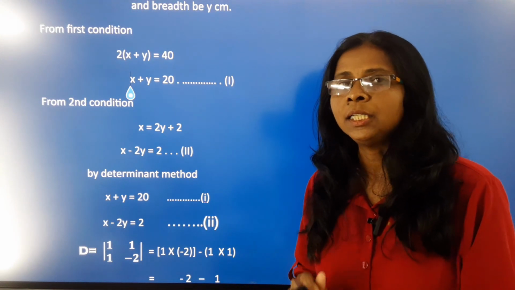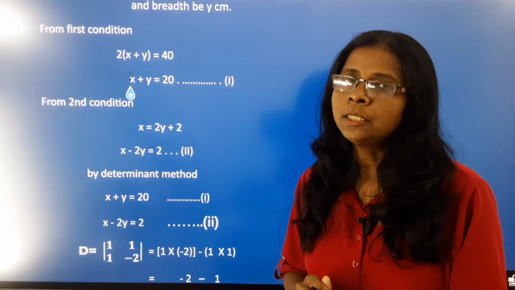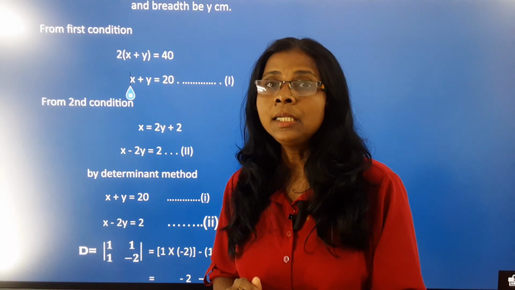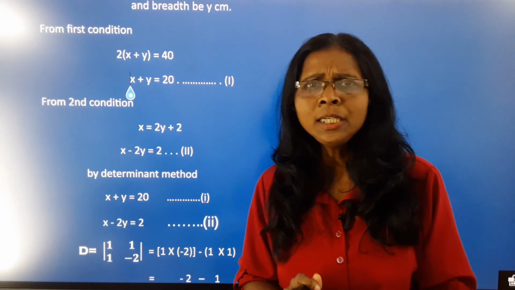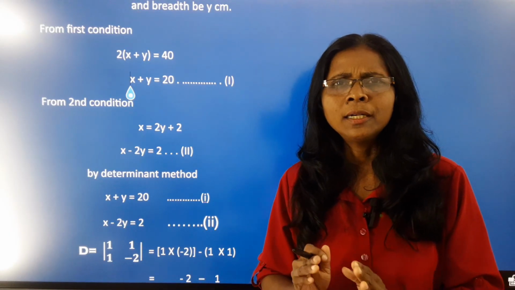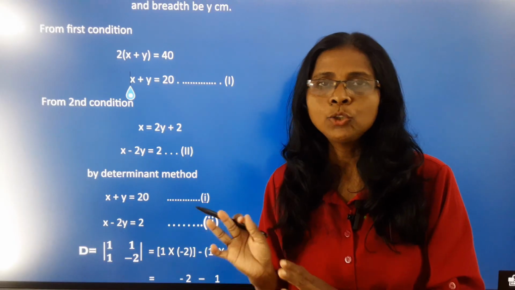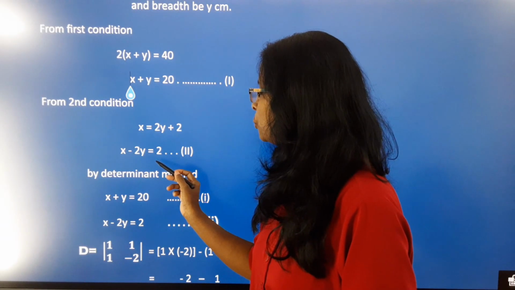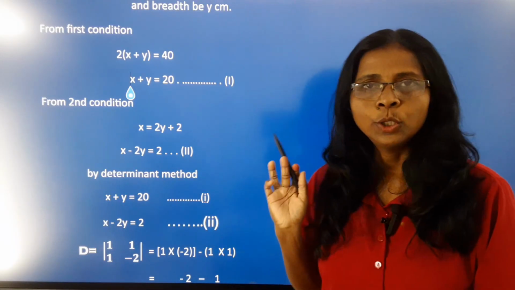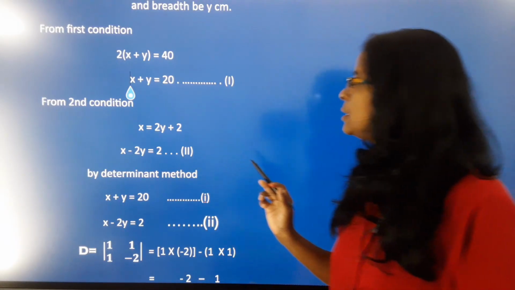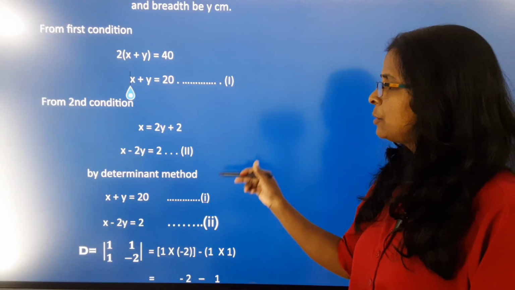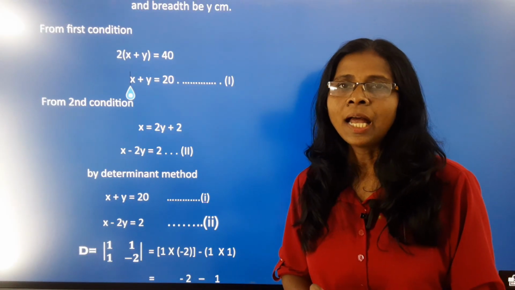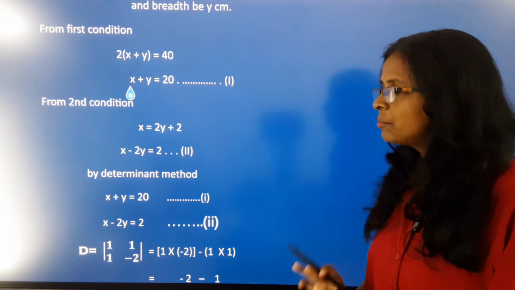We convert it into ax plus by is equal to c form, which is a linear pair, a pair of linear equations in two variables. So this way x minus 2y is equal to 2, that is called equation 2. Okay. Now here we solve these two equations by the determinant method because it is a very easy method and students like this method.